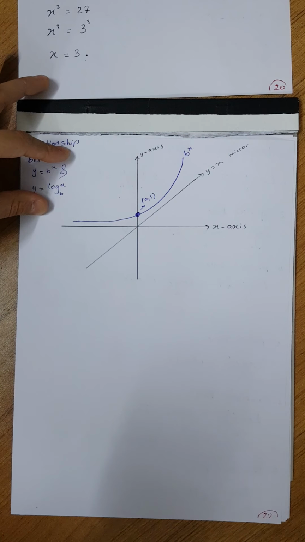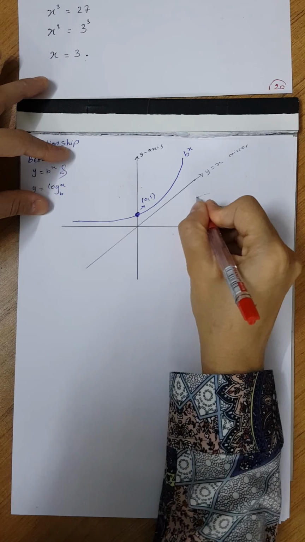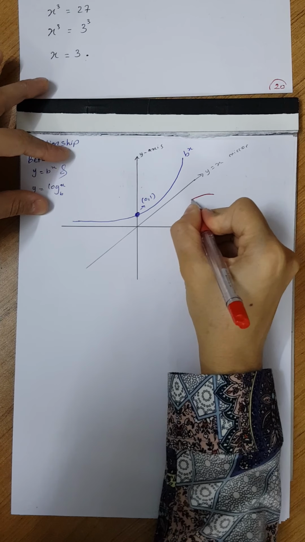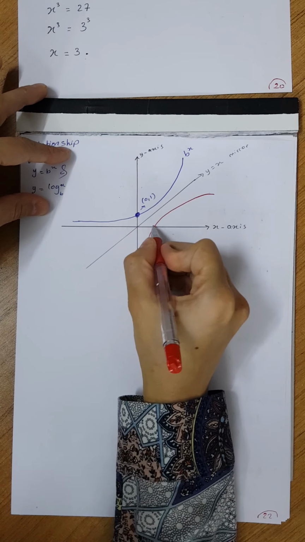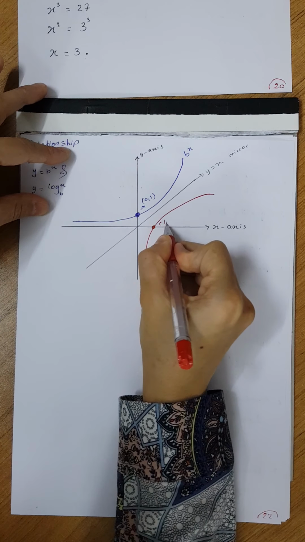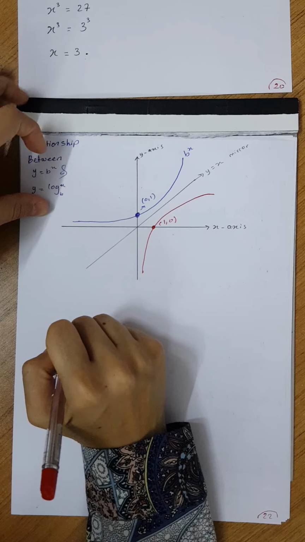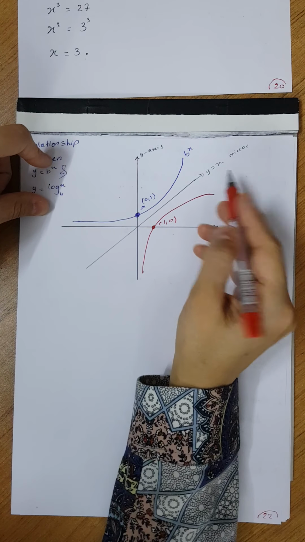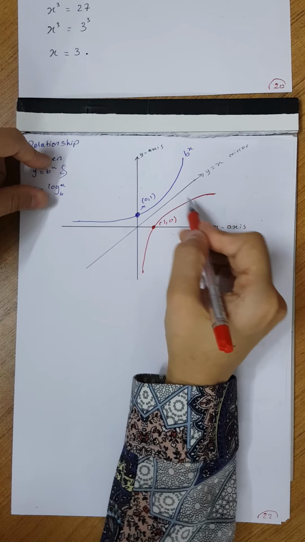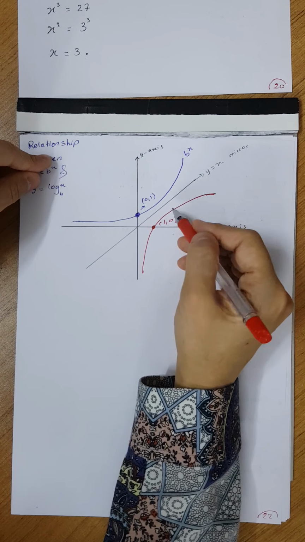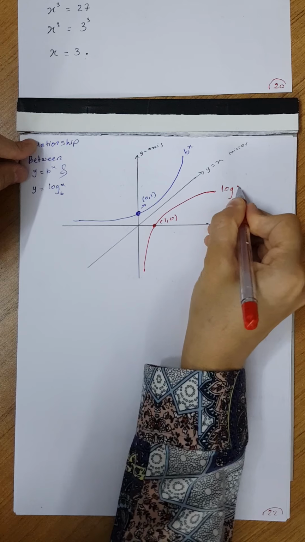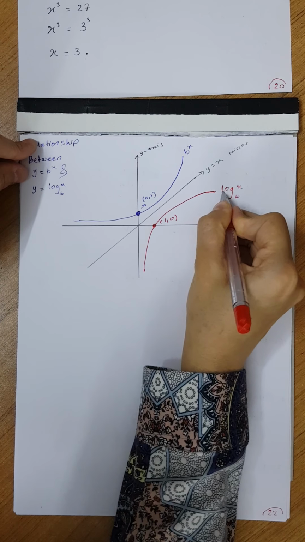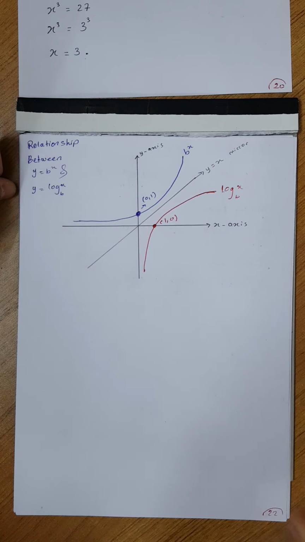Okay, so how will the graph of this function be? It will be something like that. Okay, what's the reflection of 0 and 1? It is 1 and 0. Since these two functions are inverses of each other, their graphs will be the reflection about the line y equal to x, and that is the graph of logarithm of x with the base of b. Okay, that's the relation between those two functions.